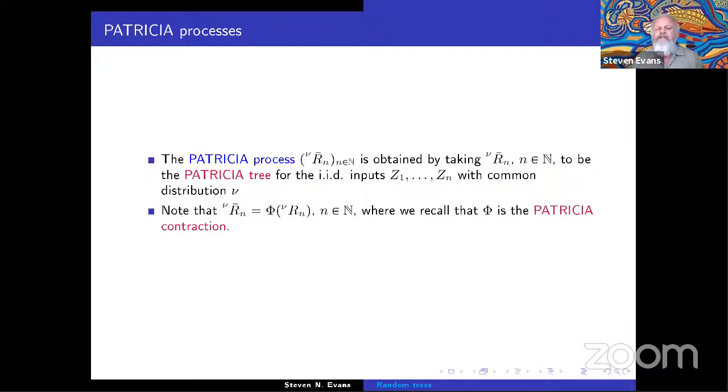And a little bit of notation. The Patricia process is what we get by building successive Patricia trees for IID inputs Z1, Z2, and so on, infinite binary inputs with common distribution nu. And just observe, trivially, that this Patricia process is nothing other than what we get by taking the radix sort process for the infinite binary inputs generated from the distribution nu and applying the Patricia contraction to them.